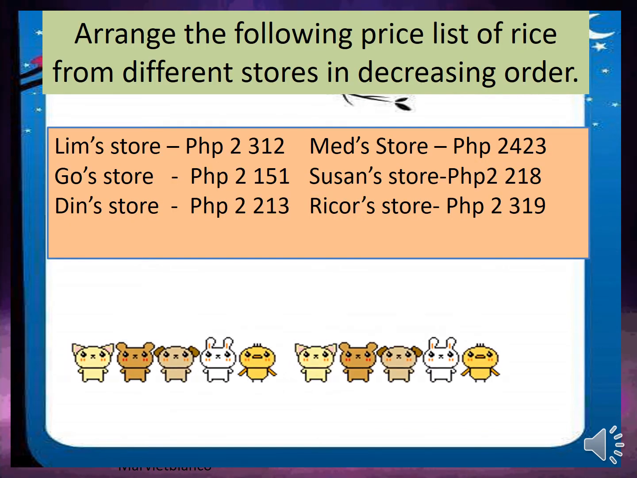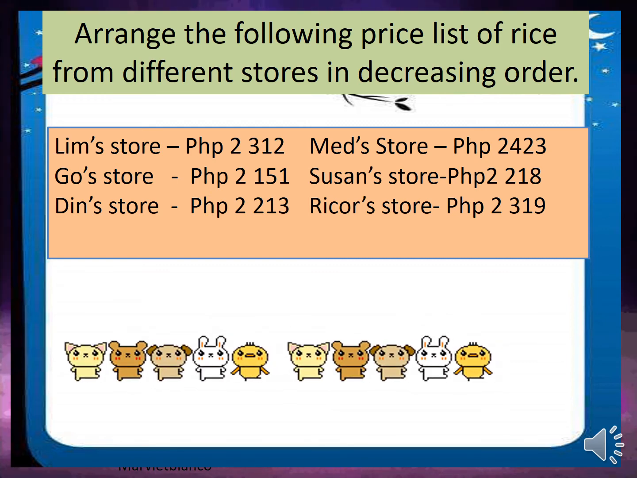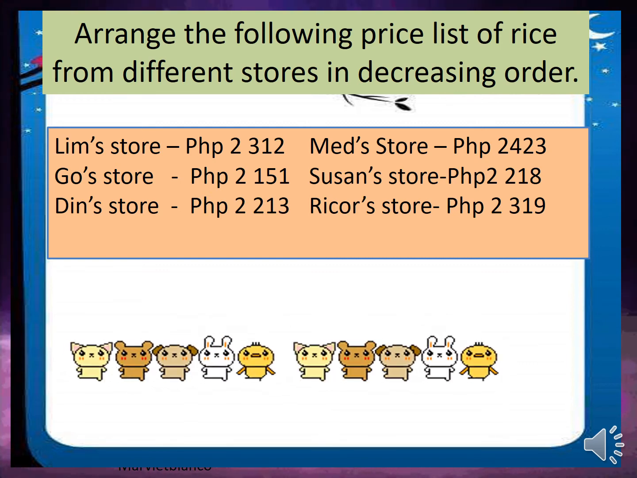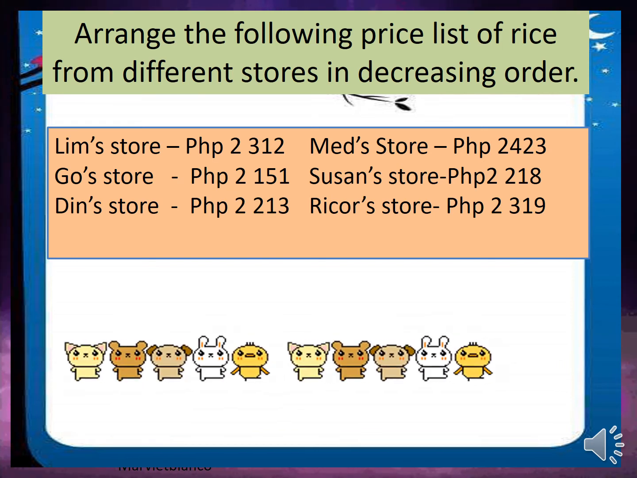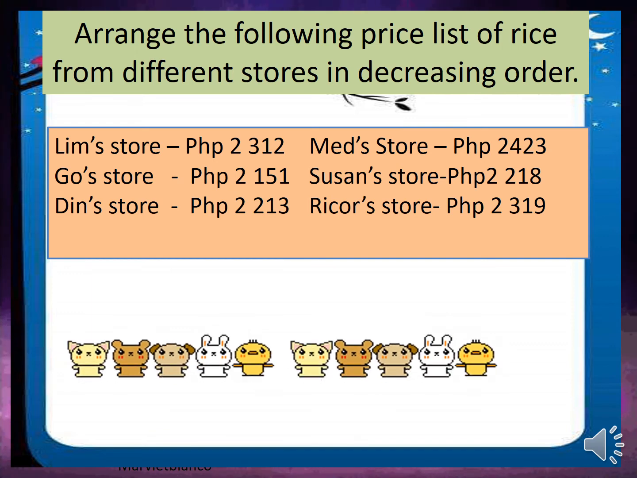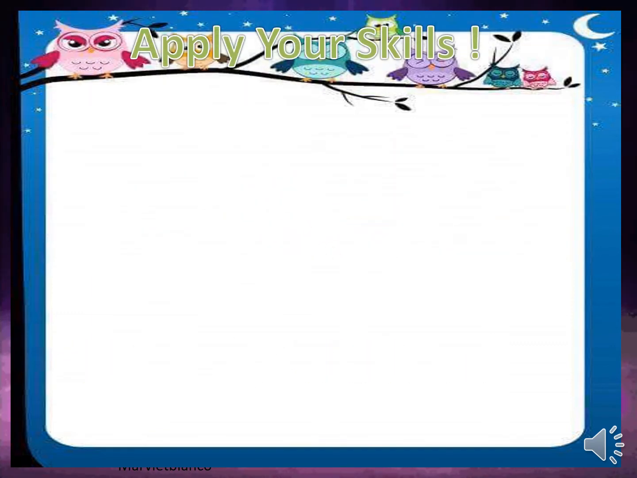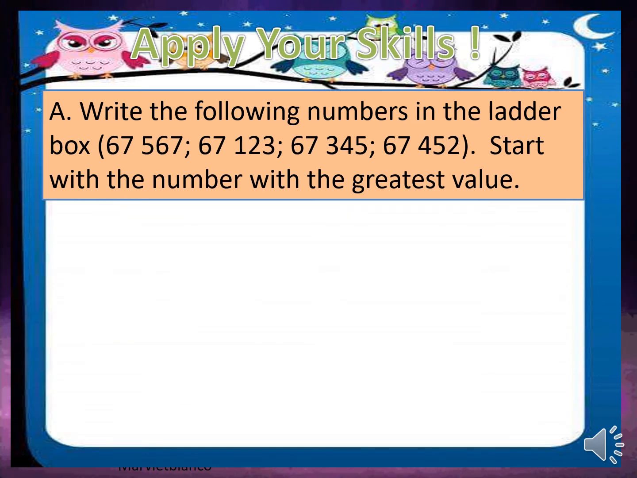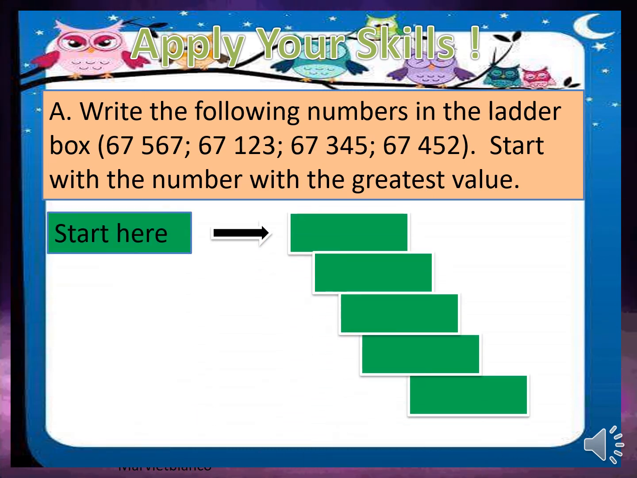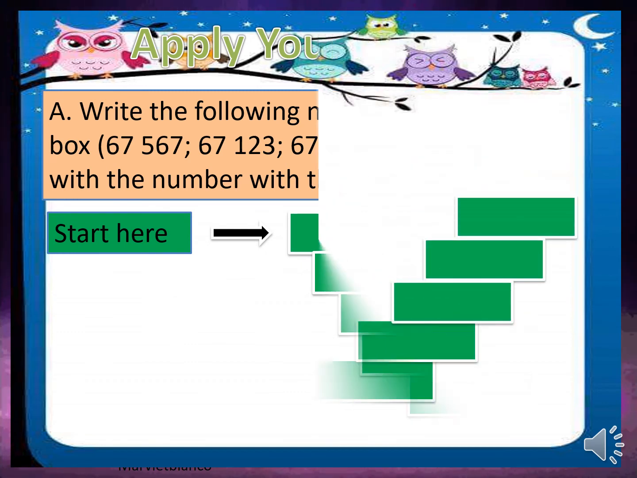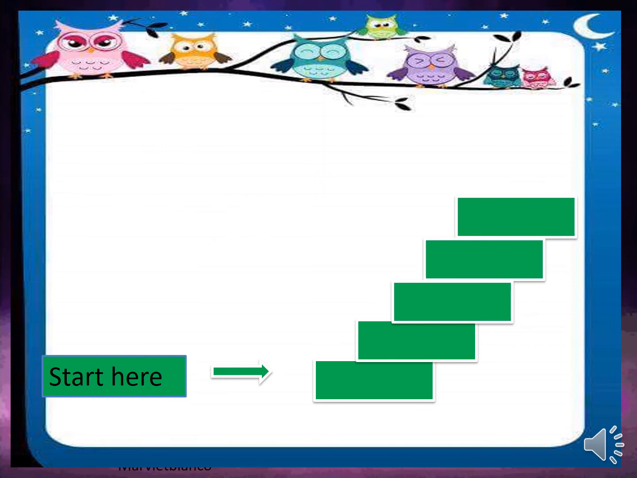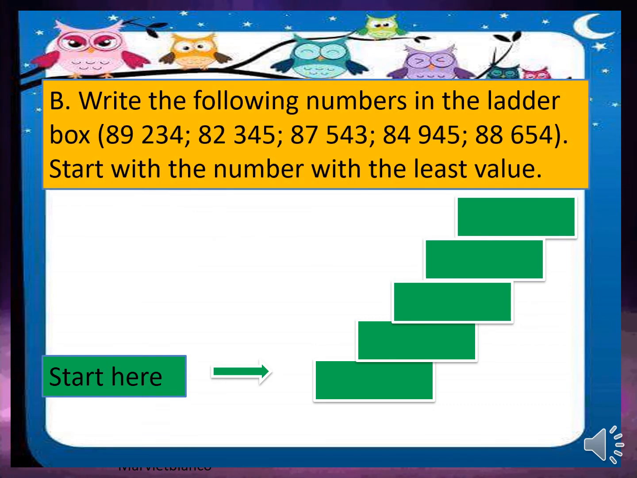Arrange the following price list of rice from different stores in decreasing order: Lim store, Go store, Gin store, Mid store, Susan store, and Record store. Let's apply your skills. Write the following numbers in the letter box. Start with the number with the greatest value. Start here. Write the numbers in the letter box. Start with the number with the least value, starting from the bottom.